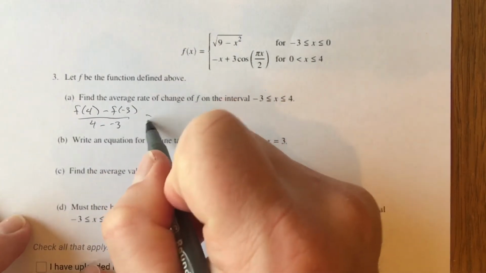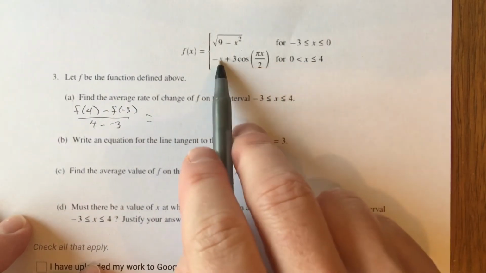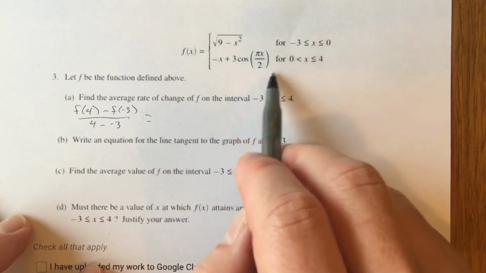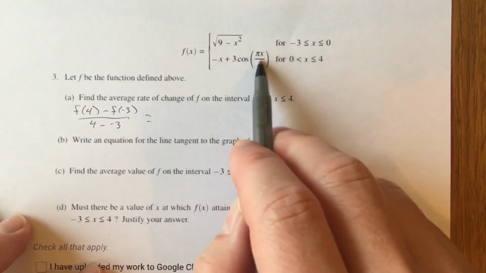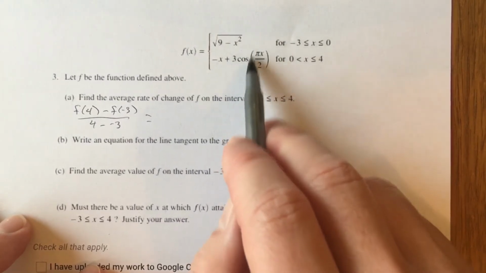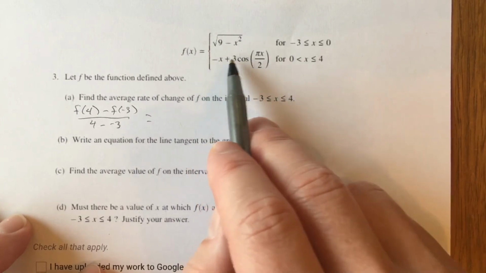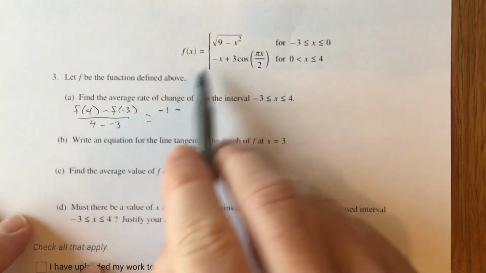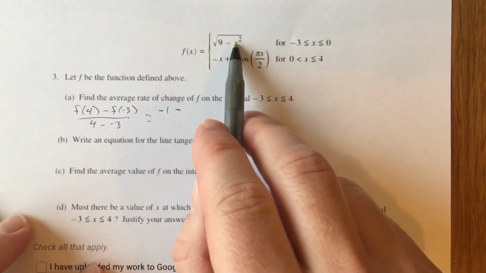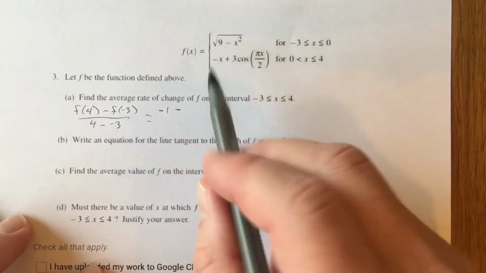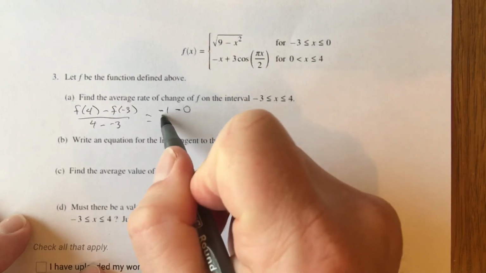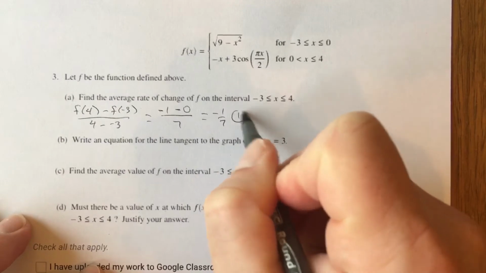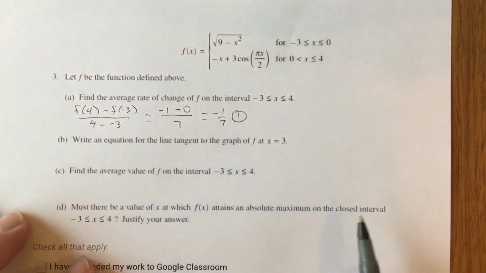All right. So if I put 4 in, I'm using the bottom one. It'll be -4 plus 3 times the cosine of 4 pi over 2, which is 2 pi. Cosine of 2 pi is 1, so it's going to be -4 plus 3, which is -1. Then if I put -3 into the top one, -3 squared is 9, 9 minus 9 is 0. I get the square root of 0, which is 0. All right, over 7, so I get a -1/7. The AP gave you a point if you had that value.